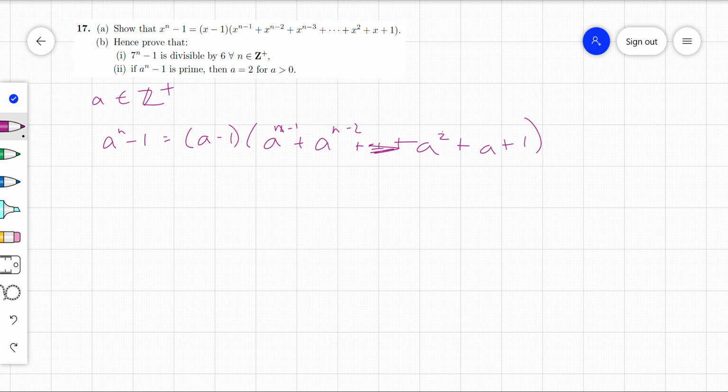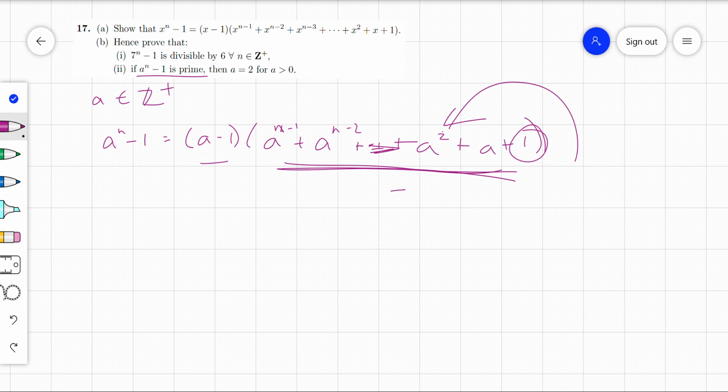Okay, now we're told that this is prime, so if it's prime, we know its only divisors are 1 and itself. Now neither of these brackets are itself, because itself is a to the n minus 1. So neither of those are itself. Are either of those brackets equal to 1? Well, clearly this bracket can't equal 1. That's 1 already, so it's going to be more than 1. So this bracket cannot equal 1. So what about this bracket? Well, if that bracket equals 1, then a minus 1 is 1, and a would equal 2. So for where a is positive, a equals 2.